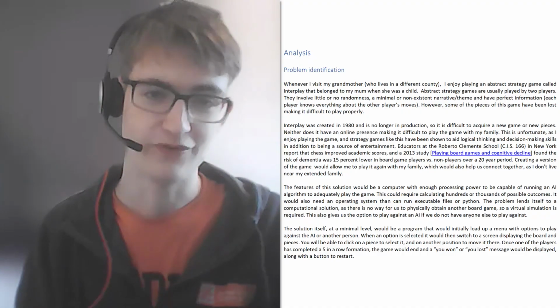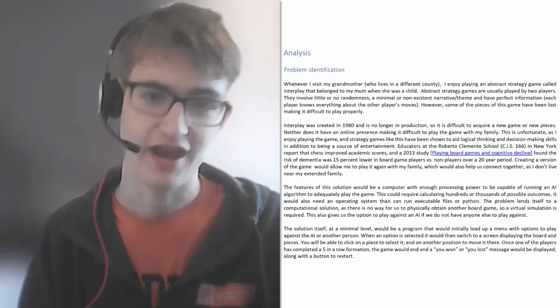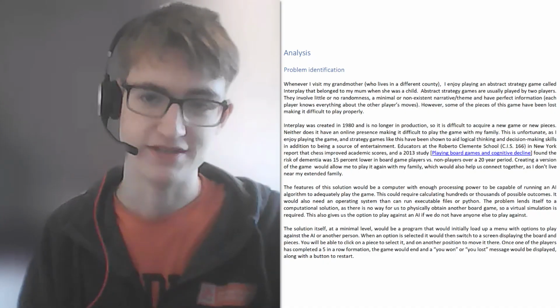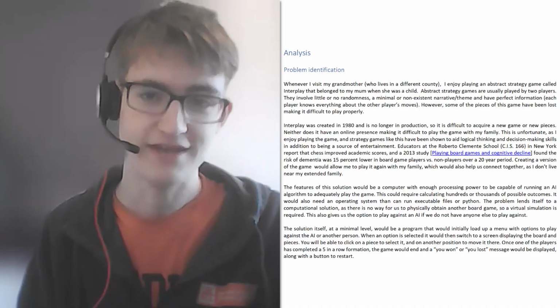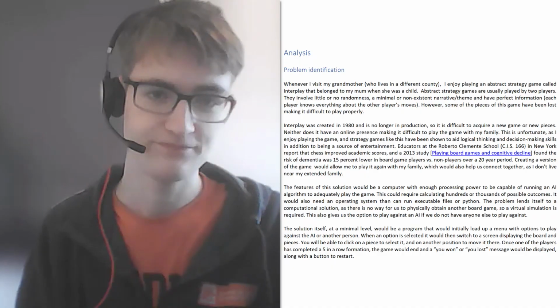I outlined the requirements for the solution, basically just a computer with enough processing power to run an AI algorithm, a suitable operating system, and that this problem lent itself to a computational solution because with the physical game unplayable, we needed a virtual simulation.